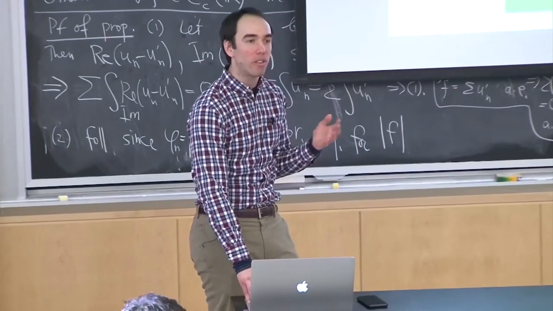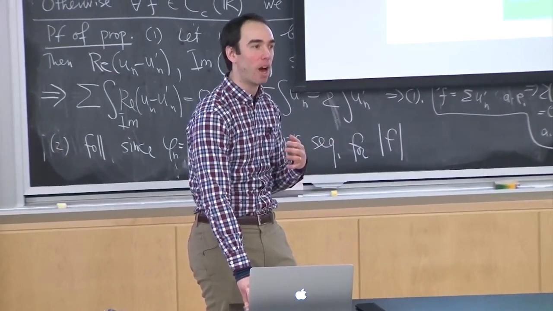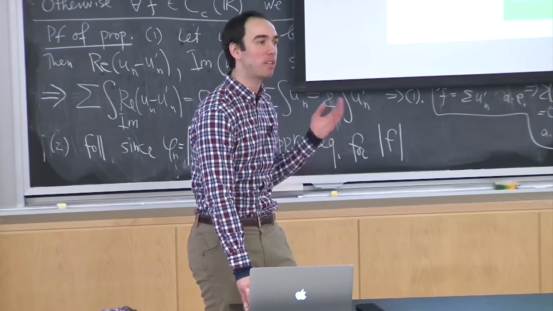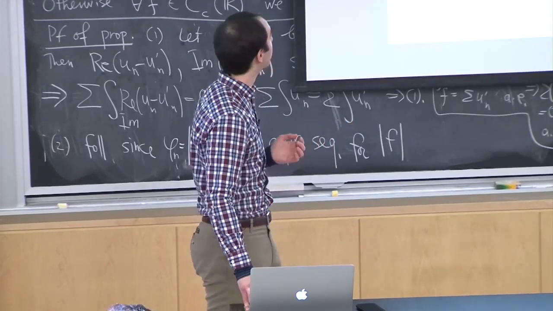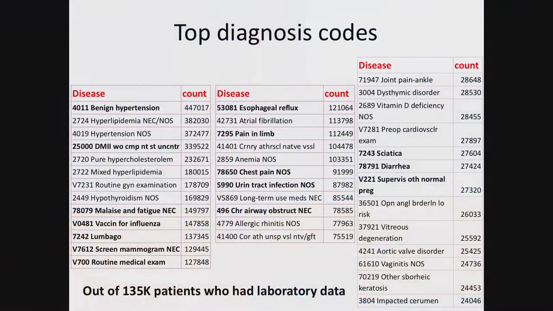So what are these elements for this population? This population comes from Philadelphia. So if we look at the top diagnosis codes, for example, we'll see that of 135,000 patients who had laboratory data, there were over 400,000 different diagnosis codes for hypertension. You'll notice that's greater than the number of people. That's because they occurred multiple times across time.